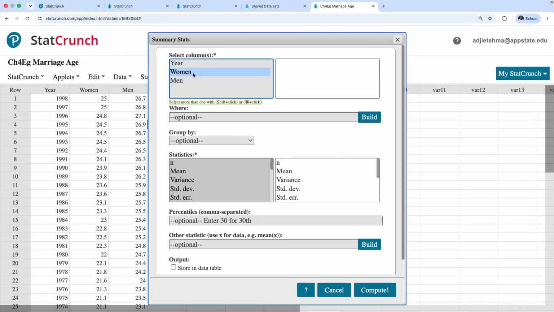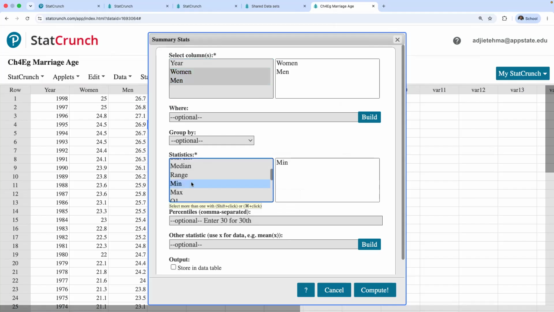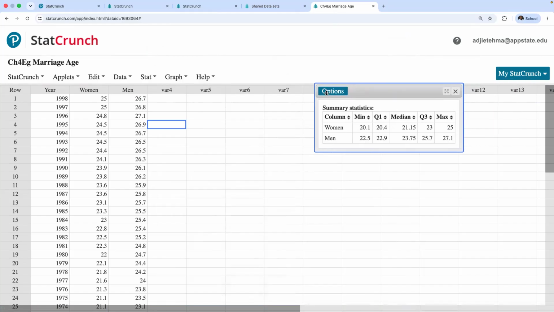Because I'm using a Mac, I hit Command and then I add Men to it. And then what are the 5 number summaries? What is the first one? Minimum. So I look through for minimum and find it here, followed by Q1, followed by median, Q3, and then maximum. And then I hit Compute, and then I have this.